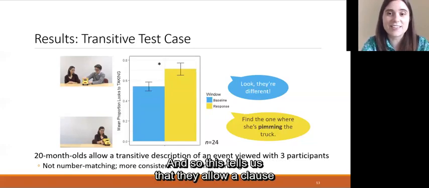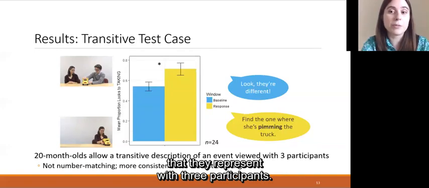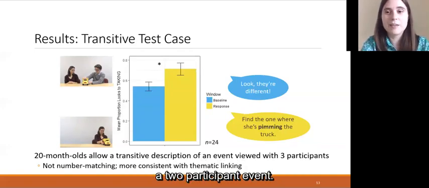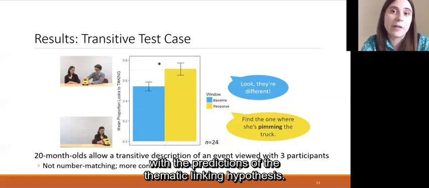And so this tells us that they allow a clause with two arguments to describe an event that they represent with three participants. They don't think that it must describe a two-participant event. So they're not matching arguments to participants one-to-one. This behavior is more consistent with the predictions of the thematic linking hypothesis.